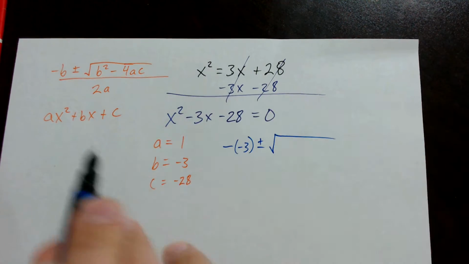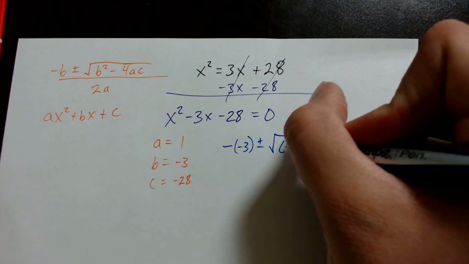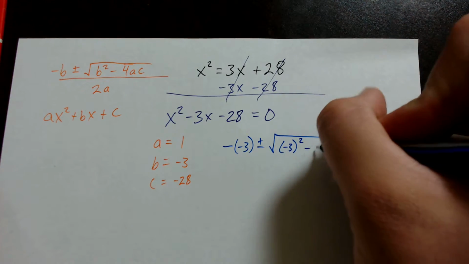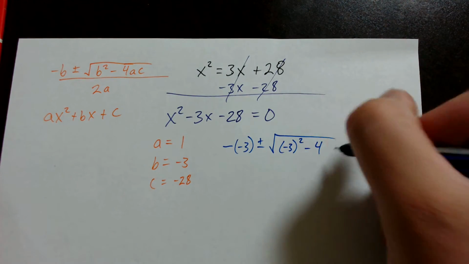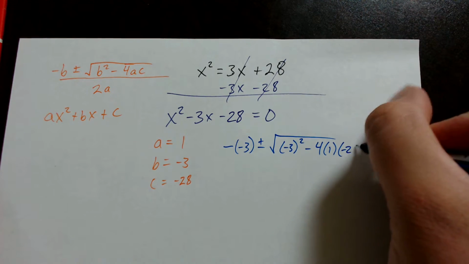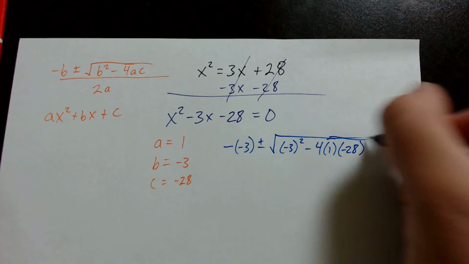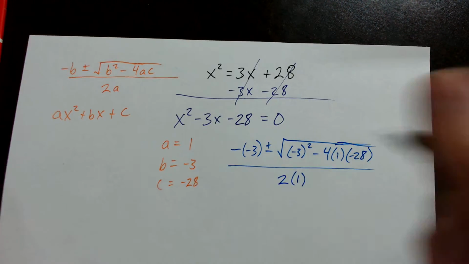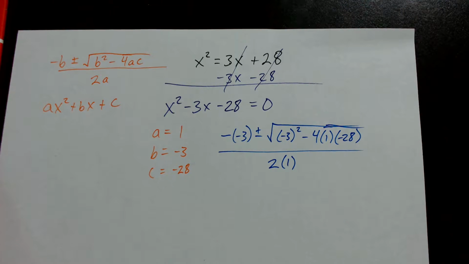square root of b squared, which is going to be parentheses, negative 3 squared, minus 4ac. A is just going to be 1 in parentheses. C is going to be negative 28 in parentheses. And then all of that all over 2 times a, which is 1. If I can simplify this, I have my answer.